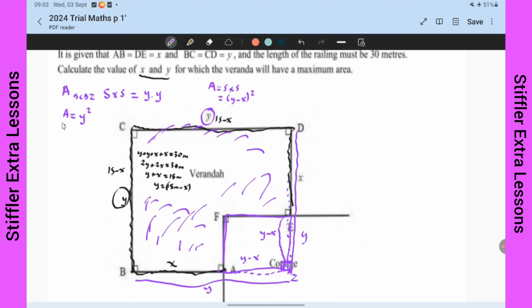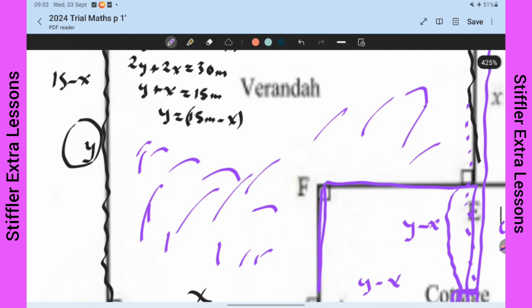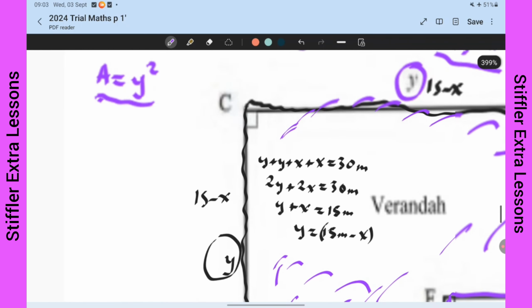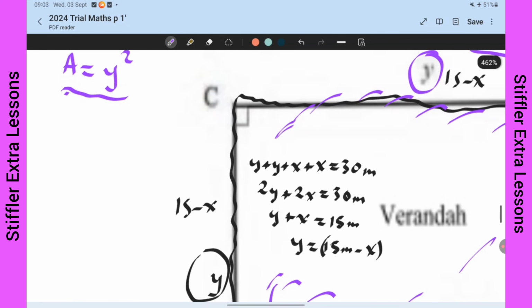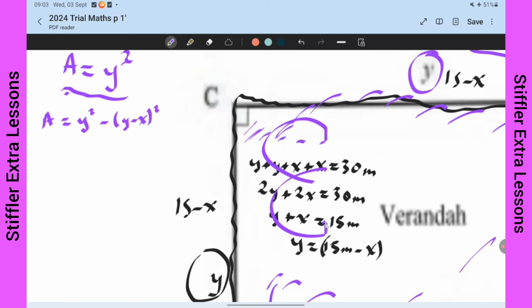So now we have two areas. We have the area of the bigger one and we have the area of this smaller one. So now we are able to find the area of this one that is inside by subtracting the two. So let's just try to subtract the two. Let's see how we can deal with that. So it means that our area of the railing now becomes Y squared minus (Y minus X) squared. That will be the area of the railing that we are interested in, this side.